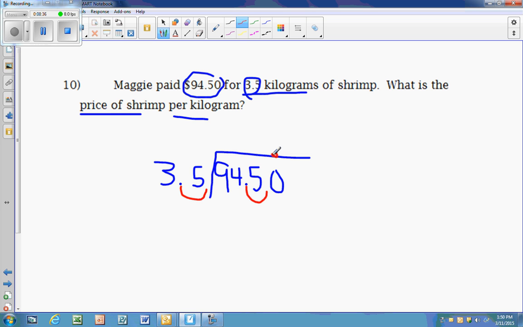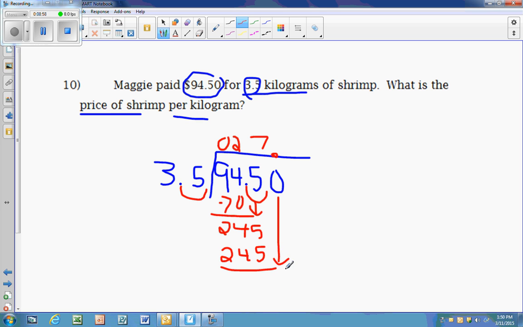So 35 does not go into 9, but it can go into 94 2 times, which would make this 70. And this becomes 24. I bring down my 5. And how many times does 35 go into 245? The answer is 7. It goes in. But I can't forget that I have to bring down my next number. And 35 goes in there 0 times. So I can't leave my answer though as 27.0 because I'm working with money. Remember, you have to have 2 place values after the decimal. So the answer in this case would be $27, and you need to put another 0 after it.